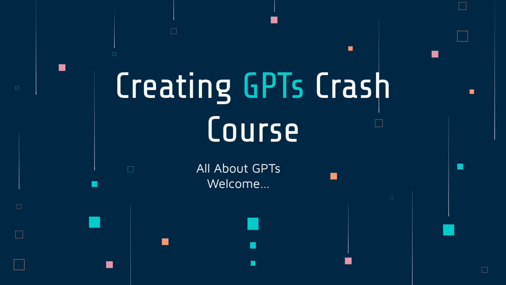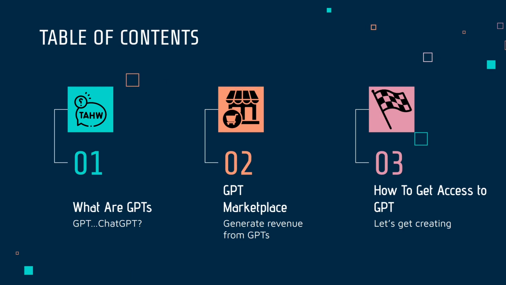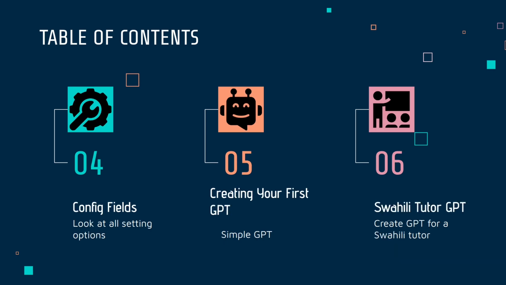Okay, so in this course, you're going to cover a simple introduction to GPTs, what they are, and how you can use them. So this is the table of content, basically everything that you're going to cover in this video. We're going to be looking at what GPTs are, the marketplace for GPTs, so you can generate revenue from your GPTs, and this is actually going to create a lot of millionaires in the future. We're also going to look at how to get access to GPTs, configurations of GPTs, and creating your own fast GPT. We're also going to create a language tutor, a GPT that's going to help people learn the language called Swahili, which is a language that is spoken somewhere in East Africa.